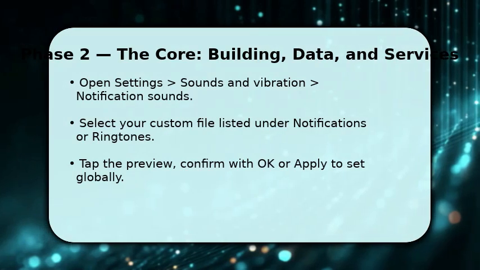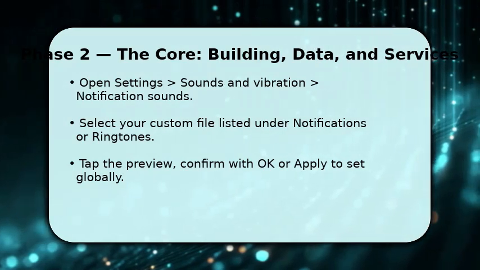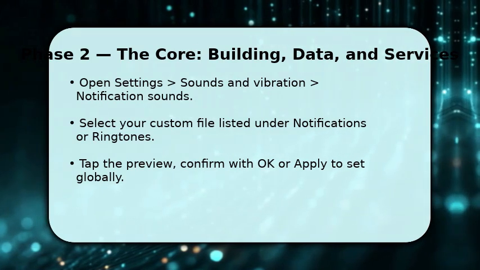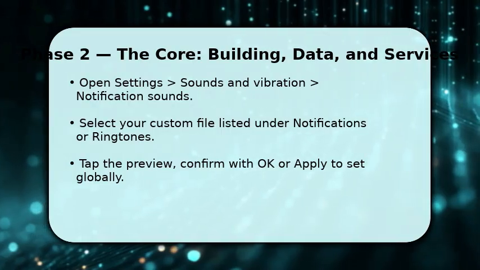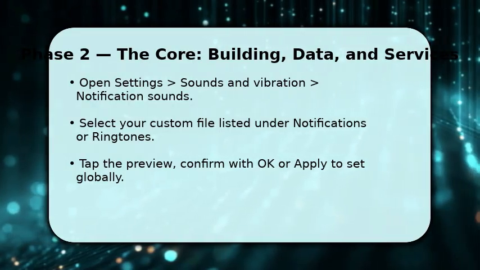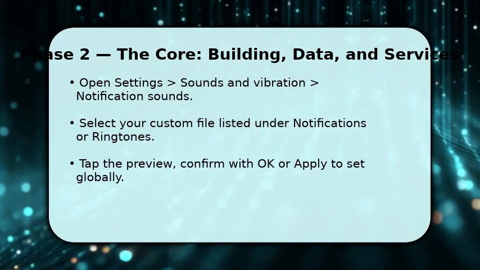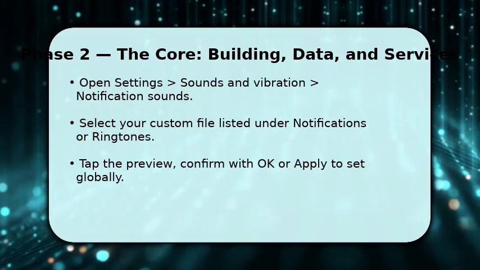Now go into Settings and tap Sounds and Vibration, then Notification Sounds, because this is where Android shows available tones. Scroll to find your file. If you saved it in Notifications, it appears in that list. If not, check Ringtones. Tap the clip to preview it. This confirms format and length are correct.